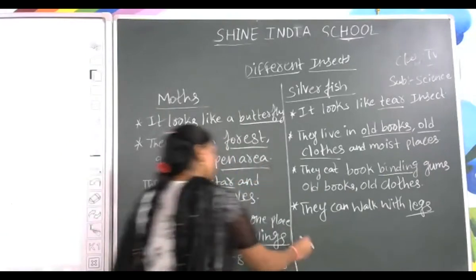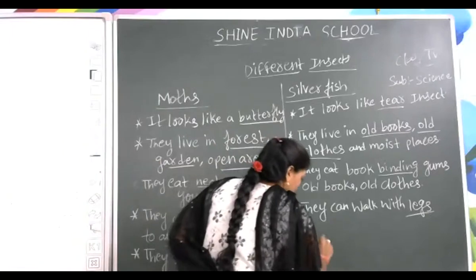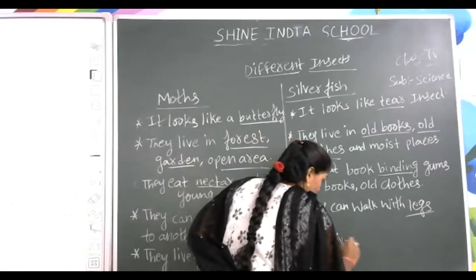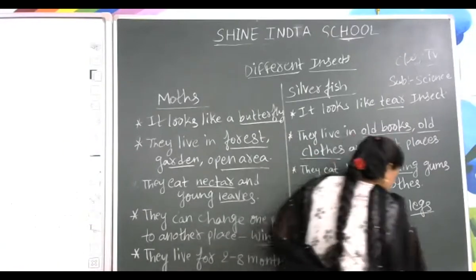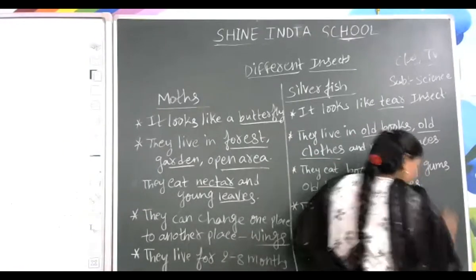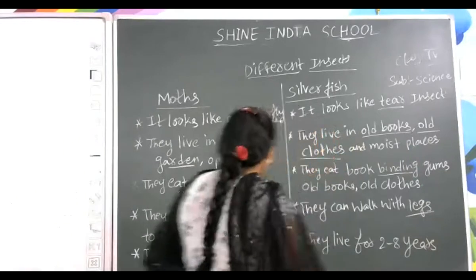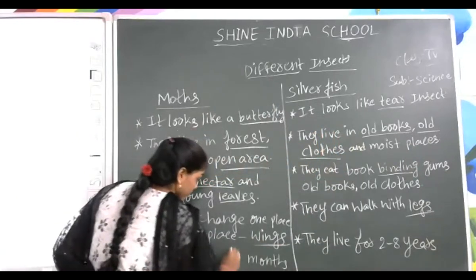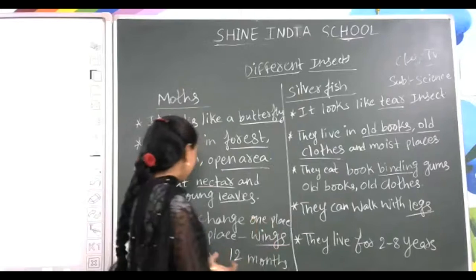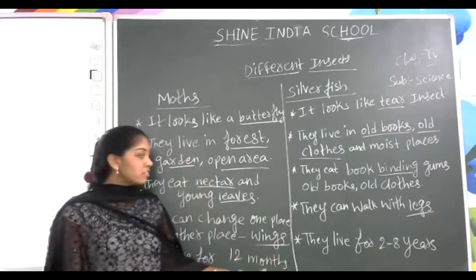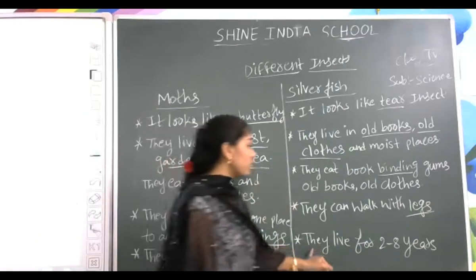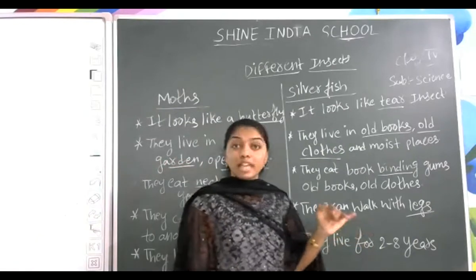Two to eight months. And here, some of the insects, silverfish, live for 2 to 8 years. How many years are they going to live? Yes, here the moths are going to live for 12 months. How many months are they going to live? 12 months. Whereas the silverfish live for 2 to 8 years.